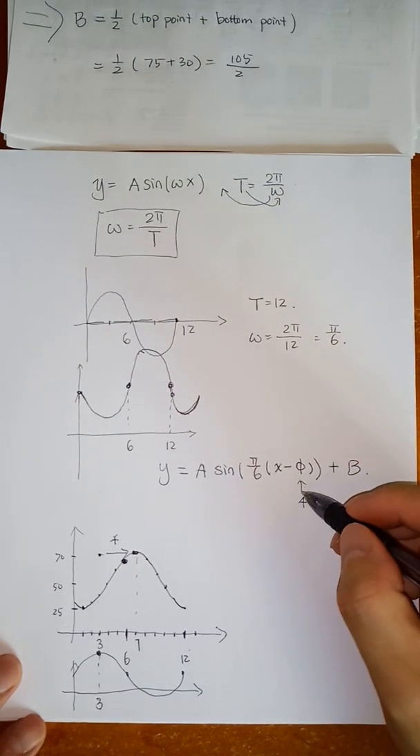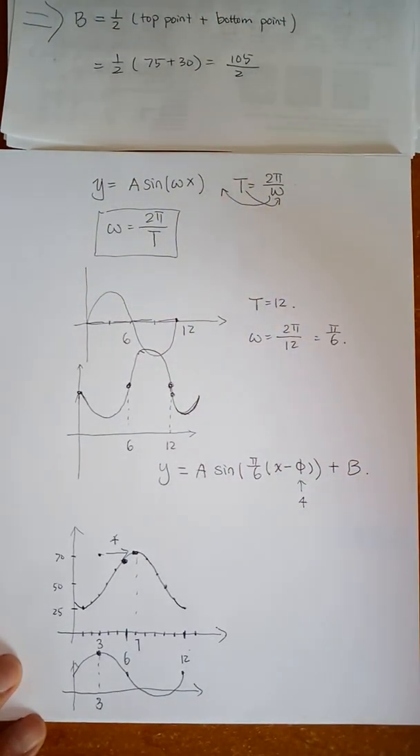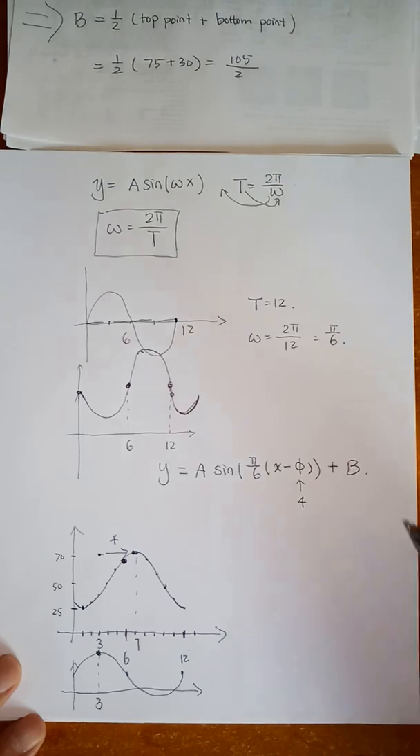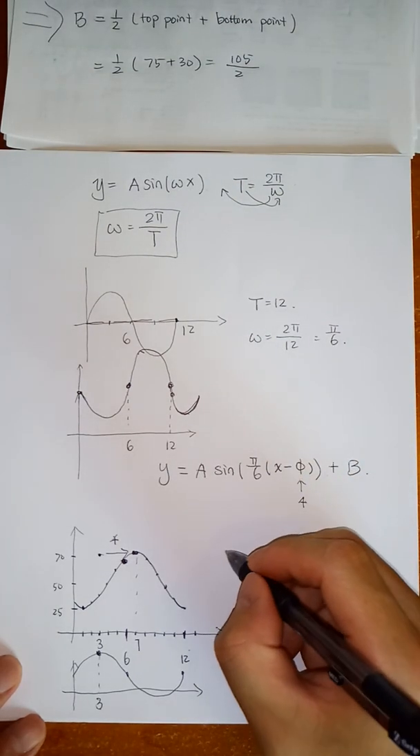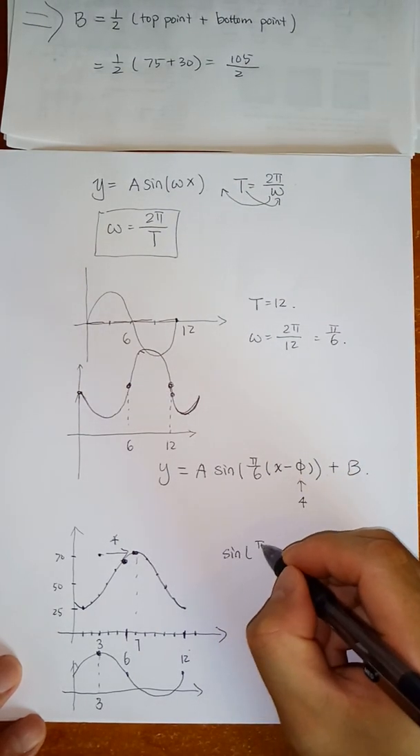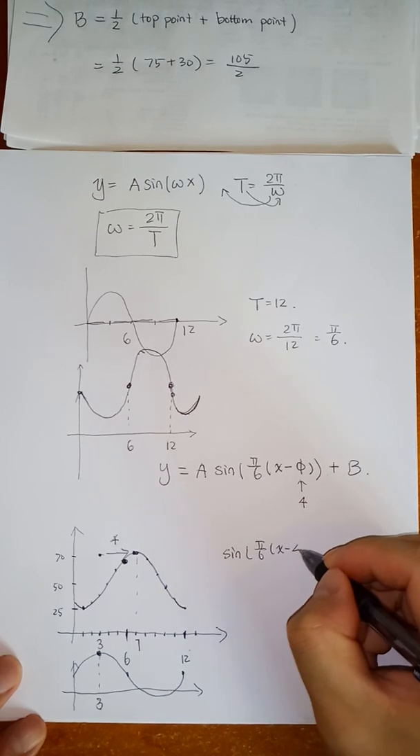Remember that phi is positive, move to the positive. Phi is negative, move to the negative. So here it becomes sine of pi over 6 times x minus 4.